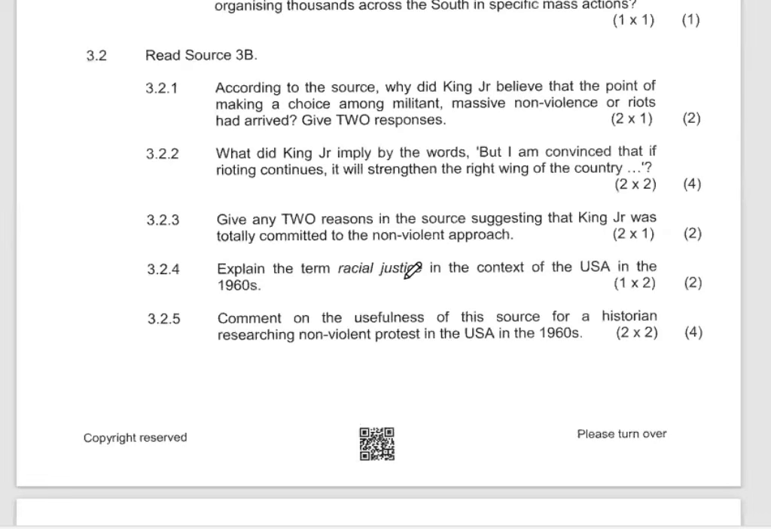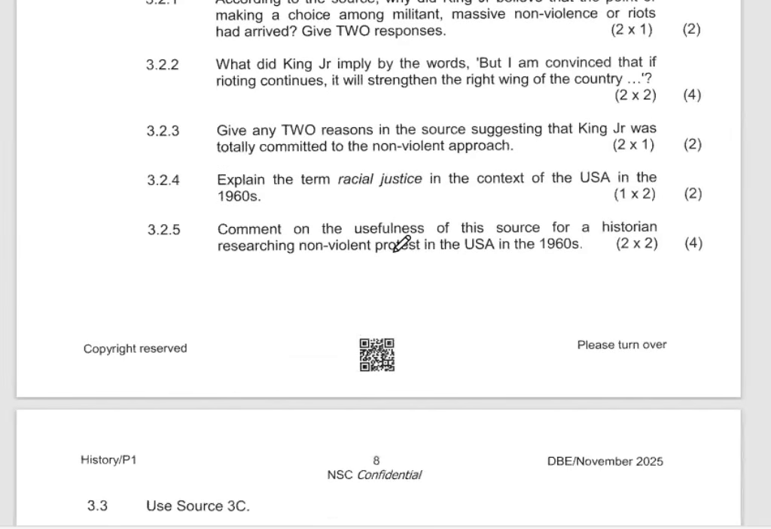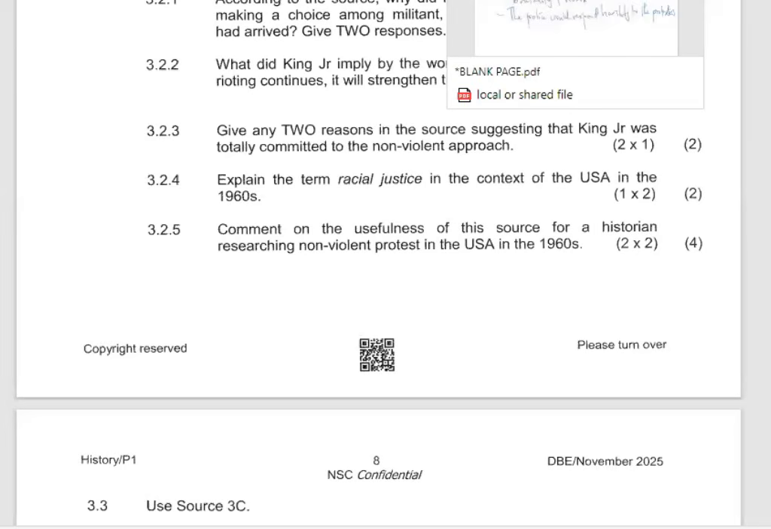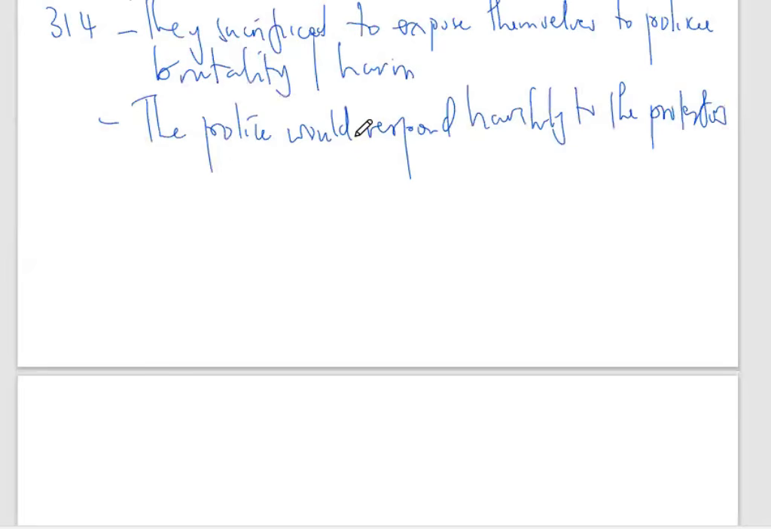Right. What did King Jr. imply by the words: but I'm convinced that if rioting continues, it will strengthen the right wing of the country? If rioting continues, it would strengthen the right wing. By the right wing here, we are referring to the segregationists, those who were pro-segregation, who were advocating for segregation. They would strengthen themselves if the rioting continues. What does he imply by those words? So the implication here is that, that is 3.2.2.